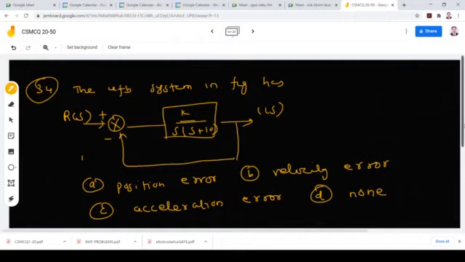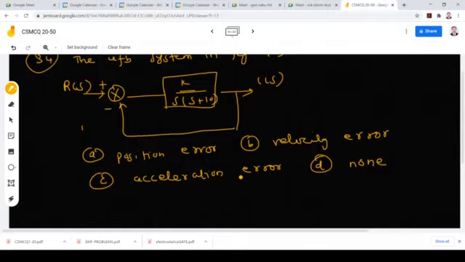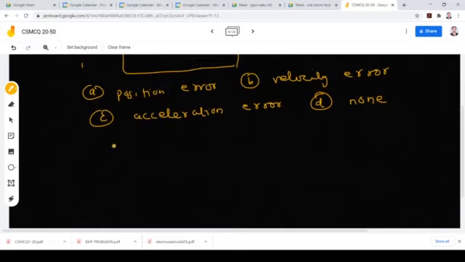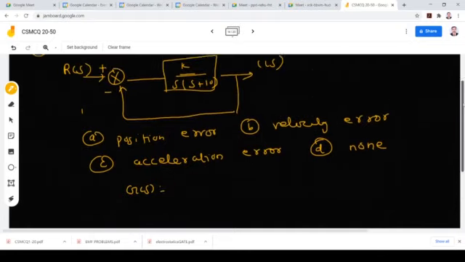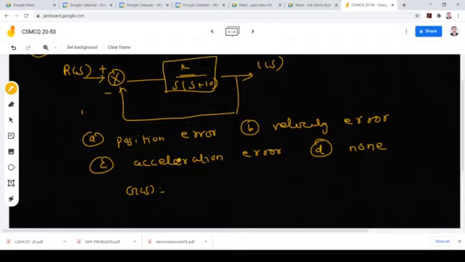Right. The unity feedback system in the figure has what error, velocity error, acceleration error, or something. So what is the thing? Okay, so first we find, they have given G of S. G of S is equal to K divided by S into S plus 10, right? So here they didn't give the value. Okay, fine, right? So H of S is unity feedback system. H of S is equal to 1. So what is the error?